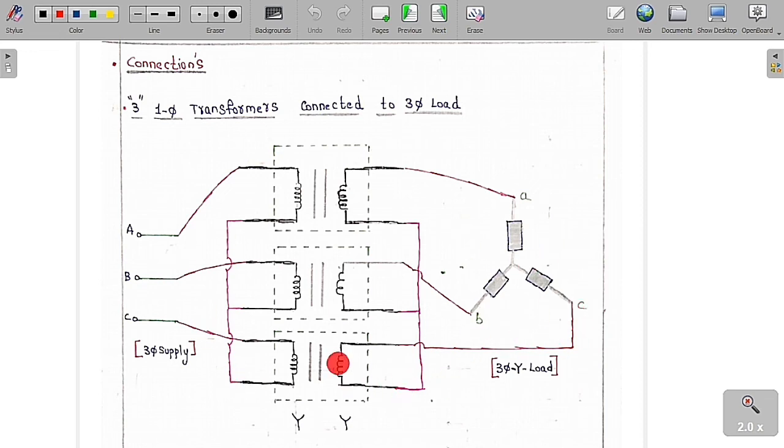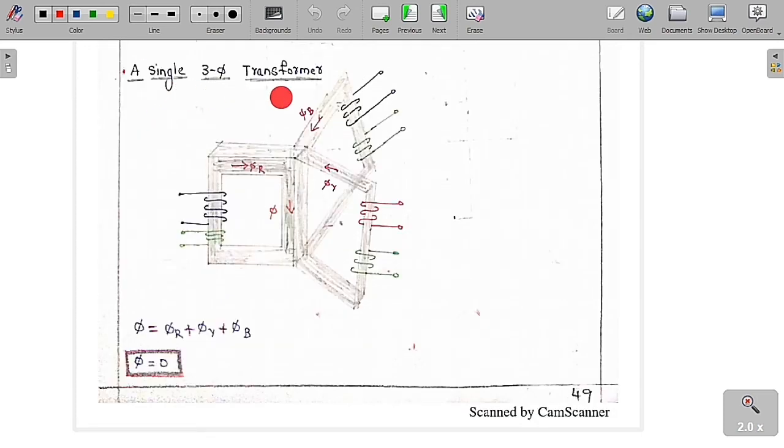So using 3 single phase transformers we are going to make a 3 phase transformer. The input side we have connected in the star connection, and the output side also we have connected in the star connection, and the load is now a 3 phase star connected load. So input we have given a 3 phase balanced supply. So we can see the star connection. Now, a single 3 phase transformer.